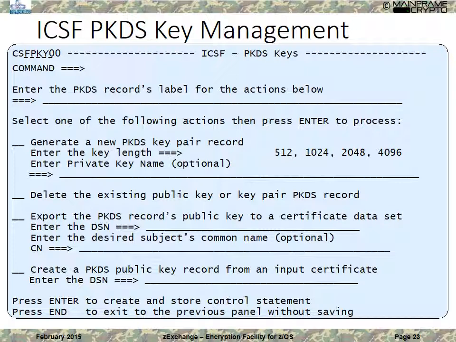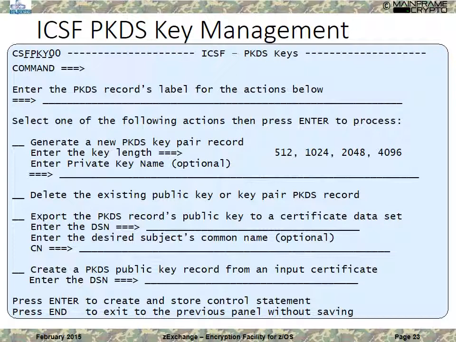And on this panel, up at the top, you provide the label for the public-private key pair that you want to manage or take care of in the PKDS. And then you have 4 options. You can generate a new key pair, both the public and the private key, and you can tell it what lengths to use. You can delete a key that maybe has already been defined. You can export that key so you can get the public key out in a certificate such that you could send it to a partner. And then finally, that last option down there, you could create a key in your PKDS from a certificate that your partner has provided to you. So you can import that public key into your PKDS. So you can manage these certificates in X.509 format from the ICSF panels.